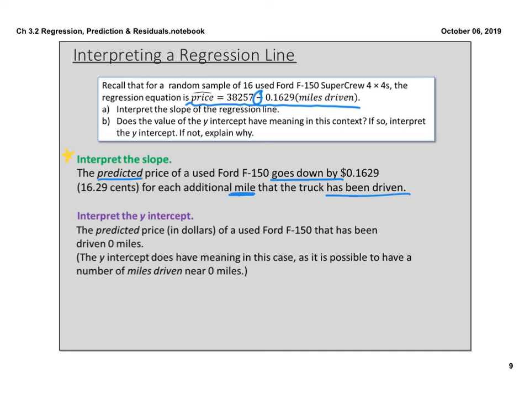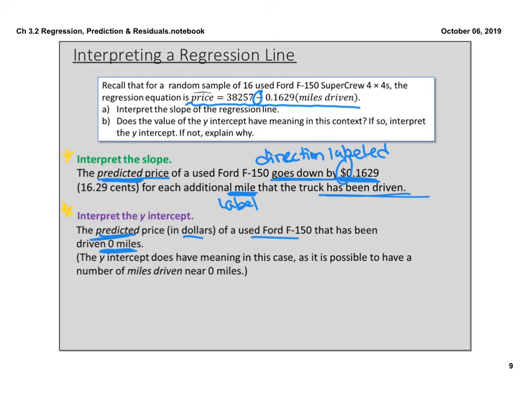So notice that they mentioned the predicted price, they mentioned direction, they put the actual slope value in there with context because it's labeled. They reference that they're doing the predicted price. They give you the label of the X, or in other words, they put it in context that the truck has been driven. So all those things are important for interpreting the slope. If I was going to interpret the y-intercept, I would say something along the lines of the predicted price, again, in dollars, of a used F-150 that has been driven 0 miles is $38,257.